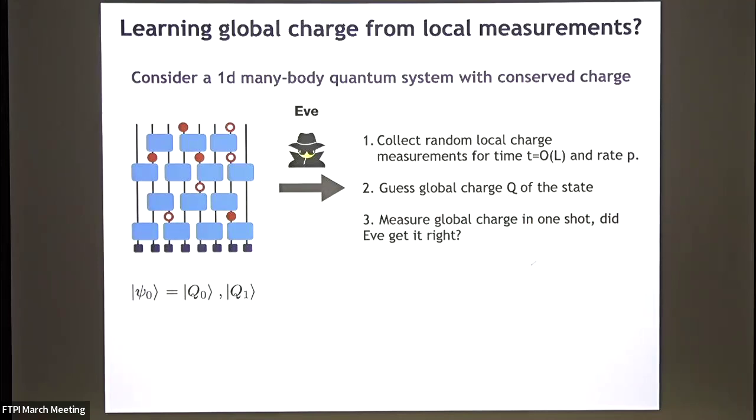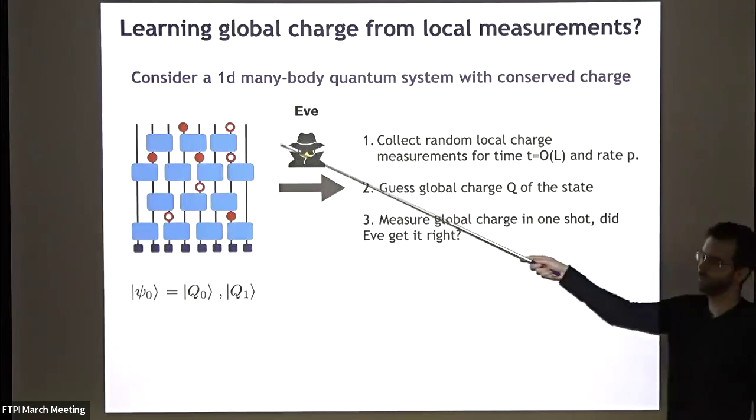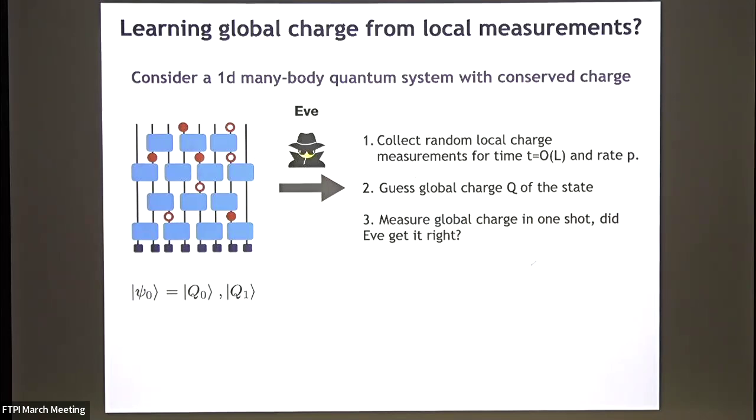Let me consider 1D for simplicity, though it could be in any dimension, a many-body quantum system with a conserved charge. It could be anything you want, fermions, bosons, whatever. Take a Hubbard model. You just don't want it to be integrable, so not fine-tuned, not free fermions. Okay.